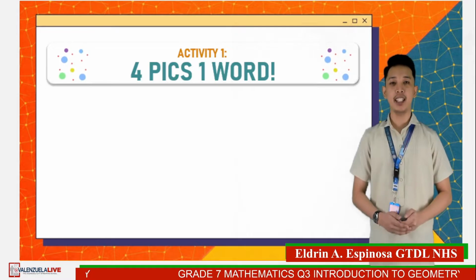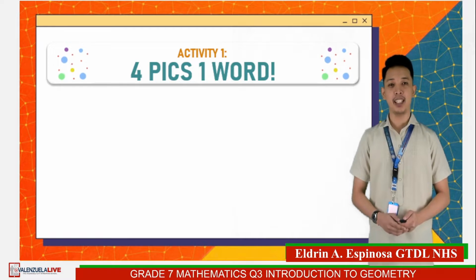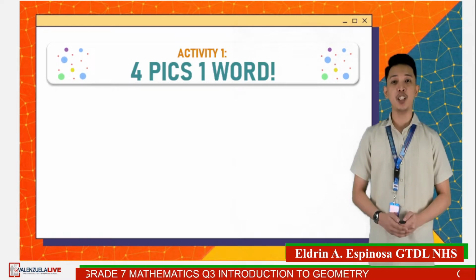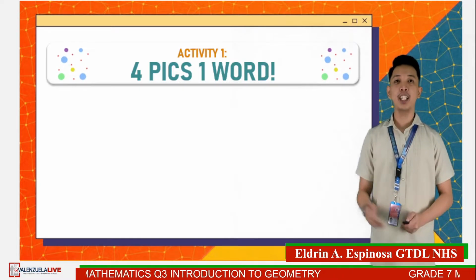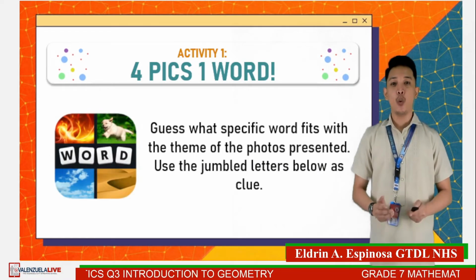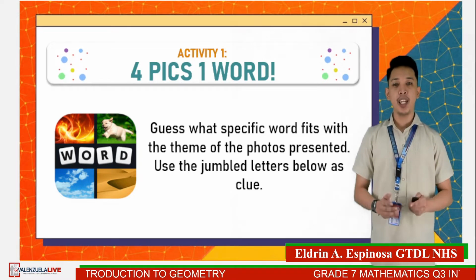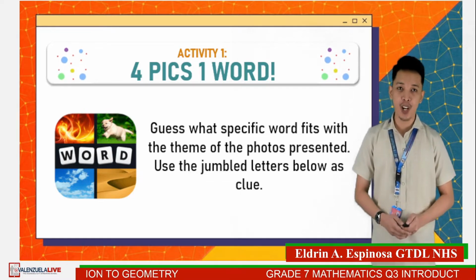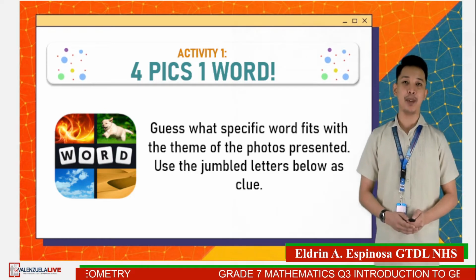For our first activity, let us see if you still have an idea with the basic concepts and terms in geometry. As far as I recall, this topic is also included in some of the learning competencies during your elementary days. Now, let's play 4 picks and 1 word. Your task is to guess what specific word fits with the theme of the photos presented. You can use the jumbled letters below as clues for your answer. Now, are you ready? You have 5 seconds to write your answer in our comment box below.